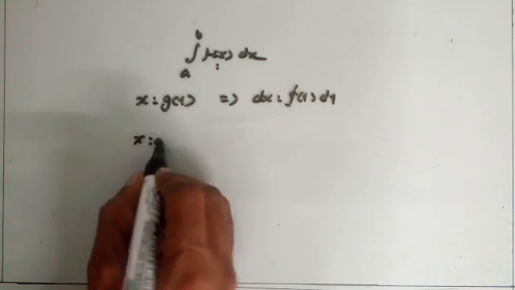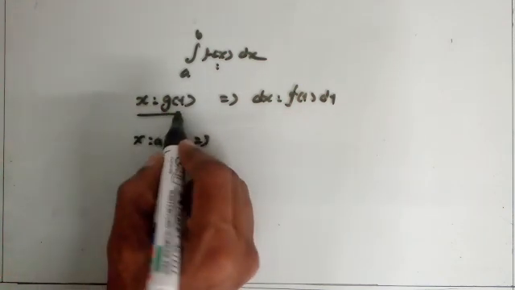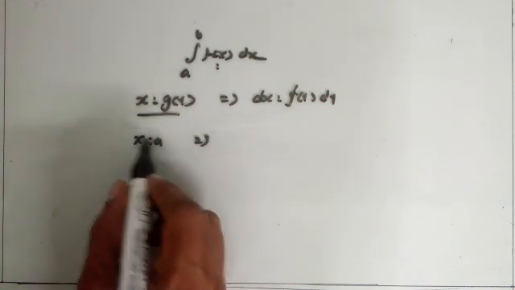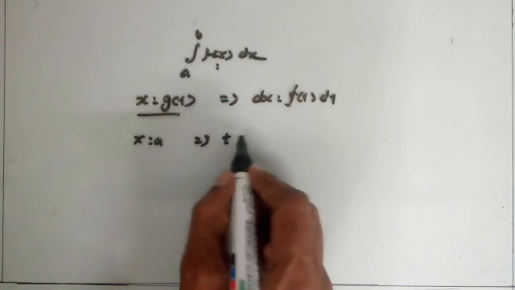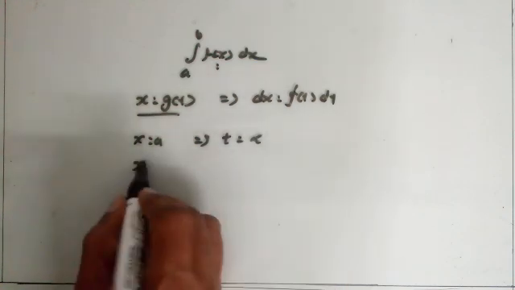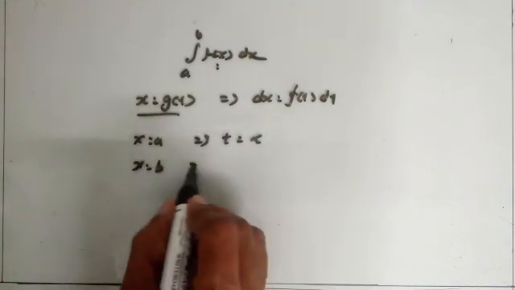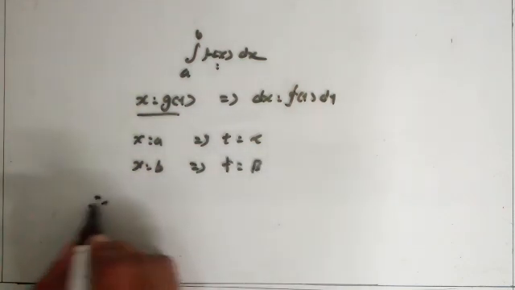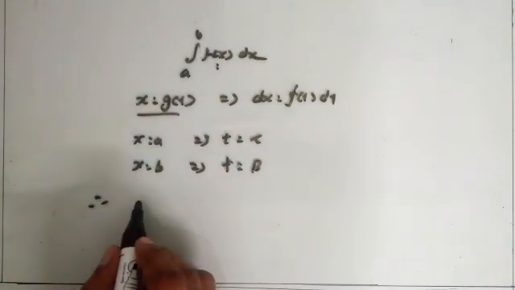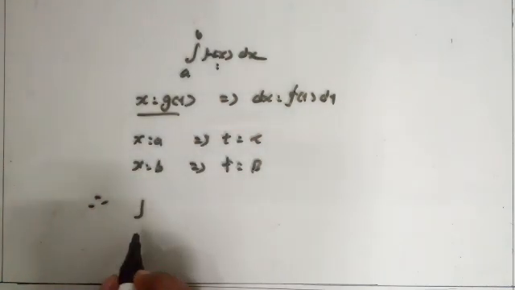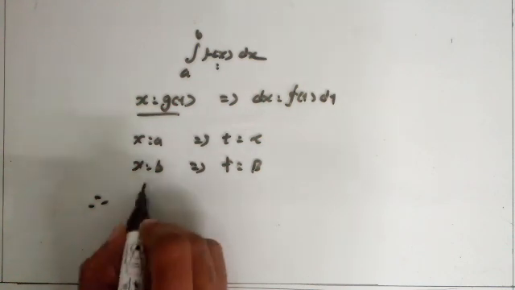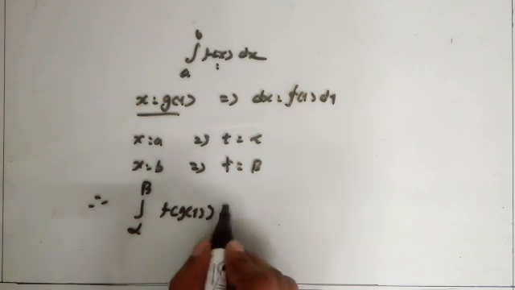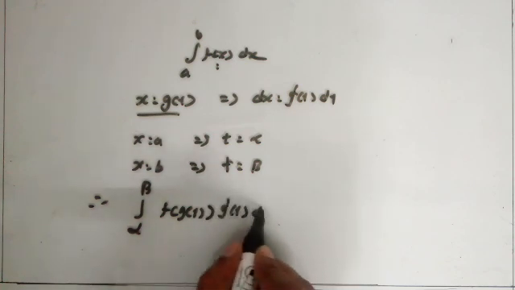x is equal to a. Using the substitution x equal to g(t), change this x equal to a into t form. Then t is equal to alpha. And x is equal to b implies t is equal to, say, beta. Therefore, this definite integral changes into the form of the integral from alpha to beta of f(g(t)) g'(t) dt. Clear?